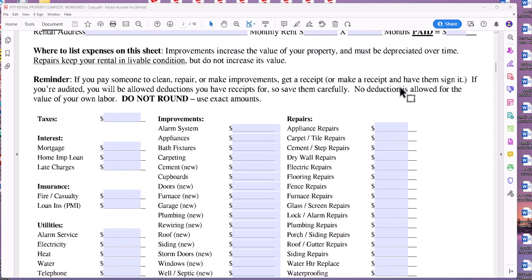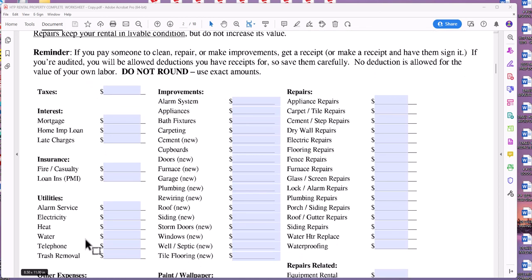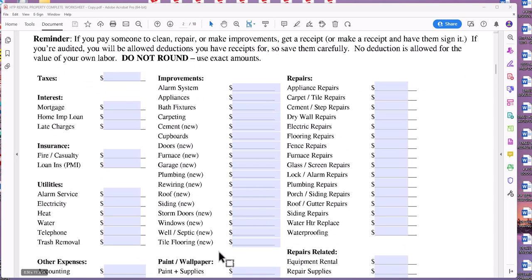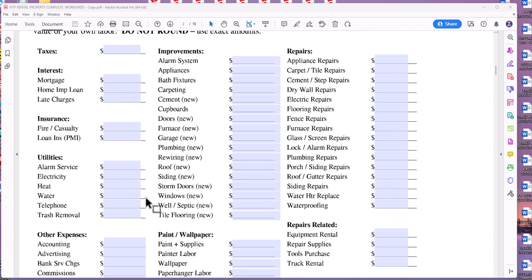So this page is where you will put down your expenses. So taxes, insurance, if you have an alarm system, trash removal, water, if you had any repairs done. A repair is anything $2,500 or less. An improvement would be, instead of having your roof repaired, you got a whole new roof or whole new storm doors, etc. You give us the annual amount for your utilities, insurance, etc.